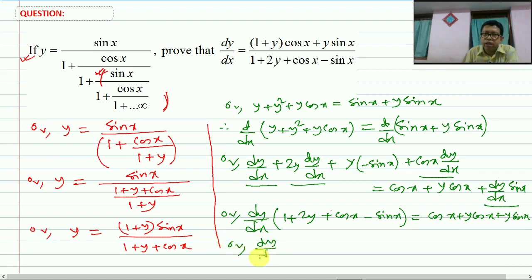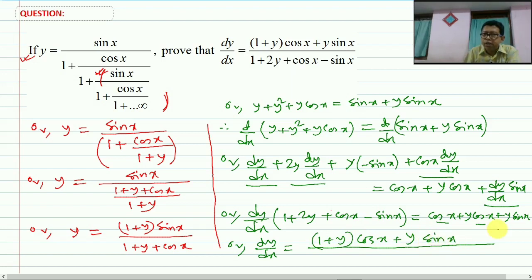So now transfer. dy/dx is equal to, write this part as usual, or you may take y common here. Better you take cos x common from these two terms. So 1 plus y whole into cos of x plus y sin of x. No change there, y sin of x. And the denominator will be 1 plus 2y plus cos x minus sin x. Write it: 1 plus 2y plus cos of x minus sin of x. Now see whether it is your answer or not. Yes, this is the answer, hence proved.